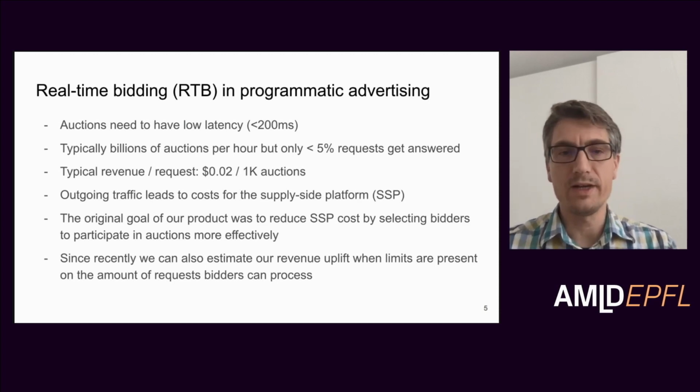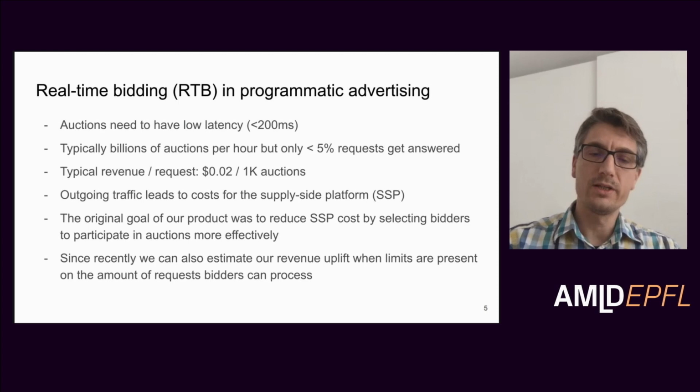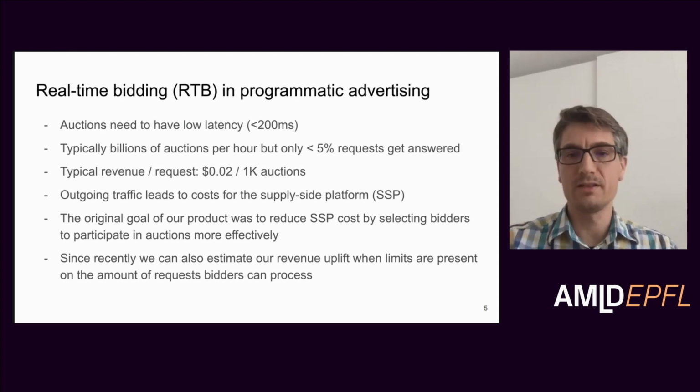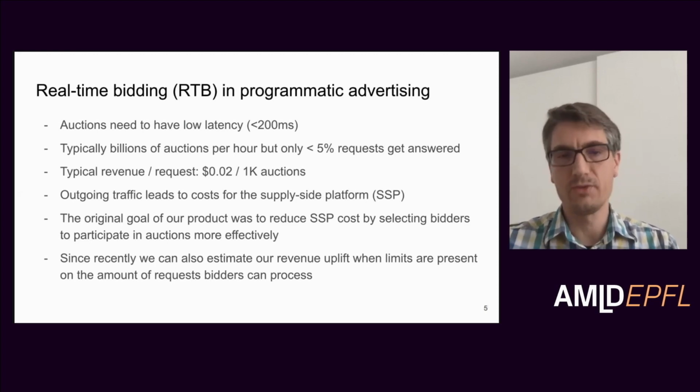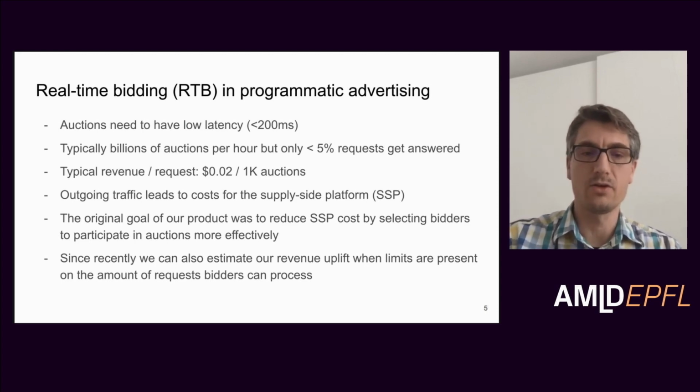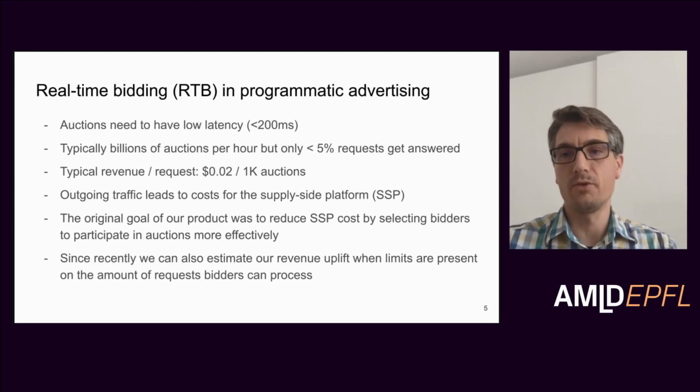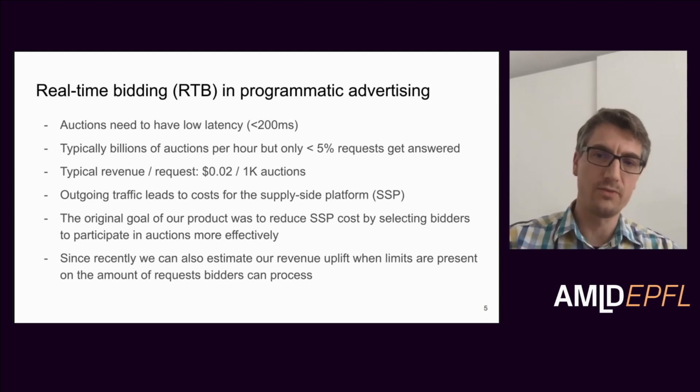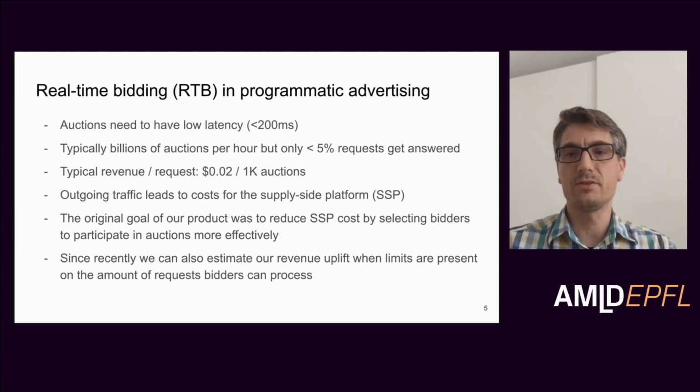But maybe you're wondering, where's the optimization going in? So it turns out that the supply side platform actually has to pay for outgoing traffic. So, for example, Amazon charges you for making requests to other places. Usually there's a different pricing for destinations that are closer compared to further away. But these outgoing auction requests, bid requests, actually cost a lot of money. So the original goal of our product was to reduce these costs for the SSPs by reducing the number of requests that are sent out, basically by running these auctions more effectively.